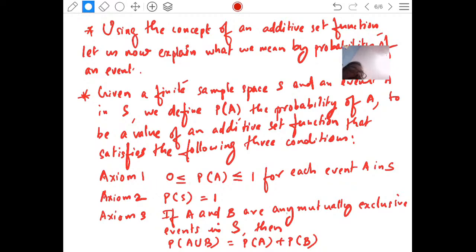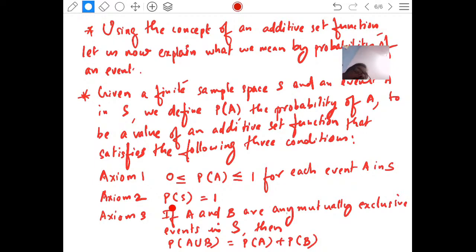So the first axiom, 0 less than or equal to P of A less than or equal to 1 for each event A in S. This states that probabilities are real numbers in the interval from 0 to 1. So the probability of an event to occur is from 0 to 1, the values between and inclusive of both 0 and 1.